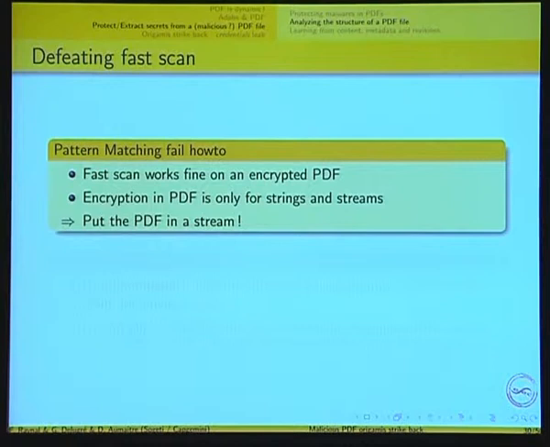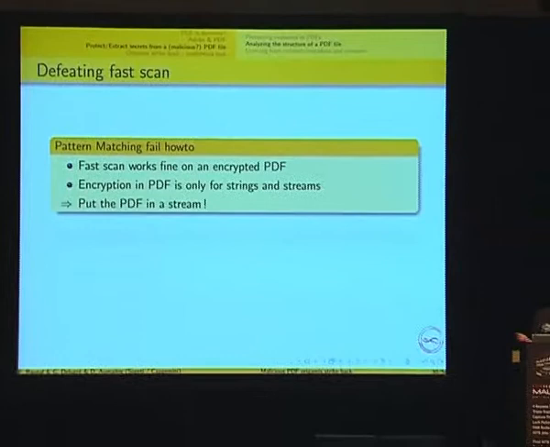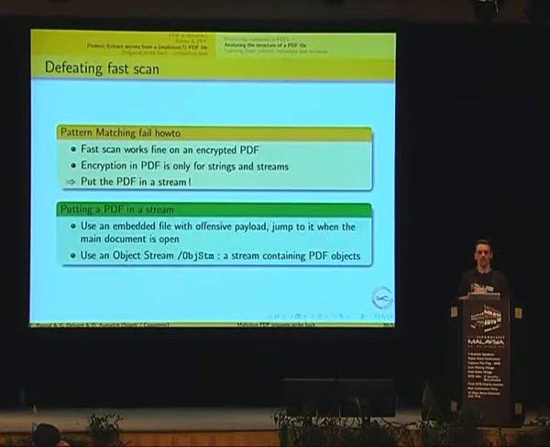An object stream is a stream which contains PDF objects. But if you are using an object stream on an encrypted PDF, I told you earlier that the content of a stream will be encrypted. So the content of the object stream, that is the PDF objects themselves, will be encrypted. Then the pattern matching cannot work anymore. So using object streams plus encryption, you can almost hide everything you want into a PDF.